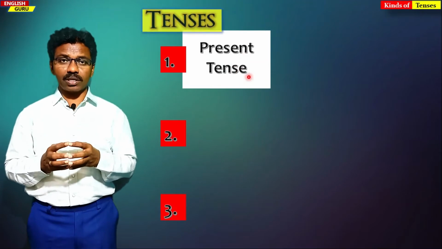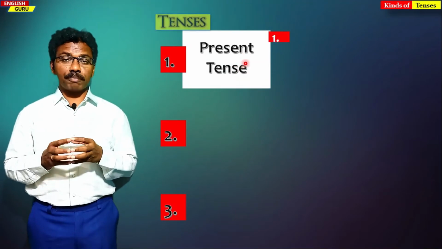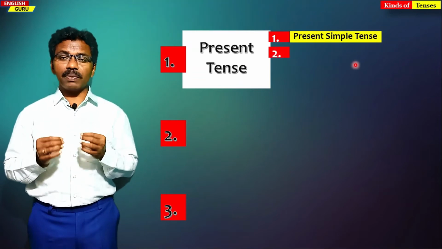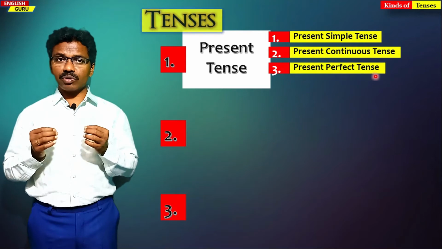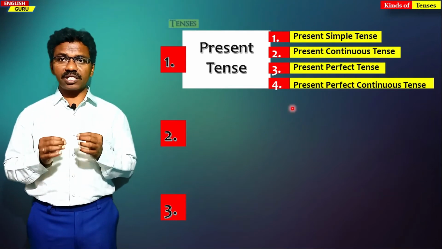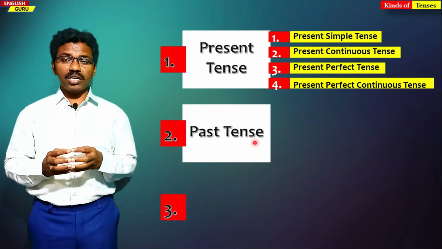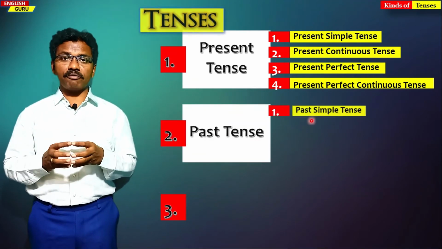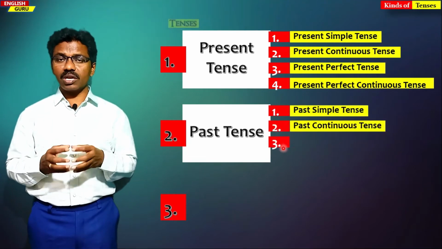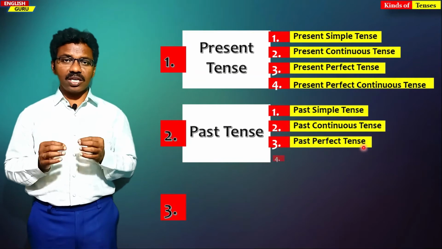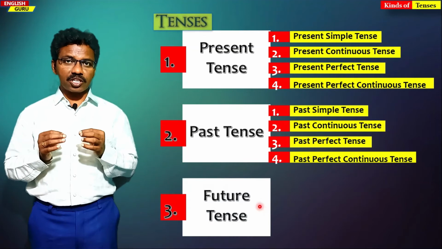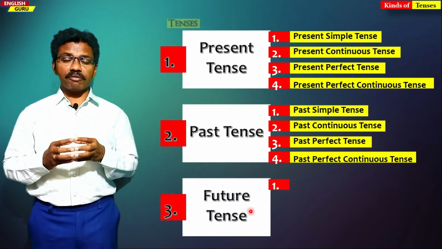The first one is present tense. So present tense have four aspects, like the first one is present simple tense, second one present continuous tense, third one present perfect tense, and the fourth one present perfect continuous tense. The second one is past tense. It also has four aspects. The first one is simple past tense, the second one is past continuous tense, the third one is past perfect tense, the fourth one is past perfect continuous tense, and the third one is future tense.